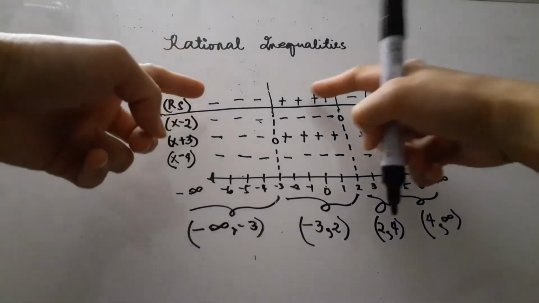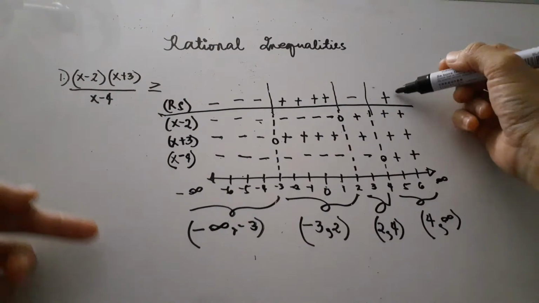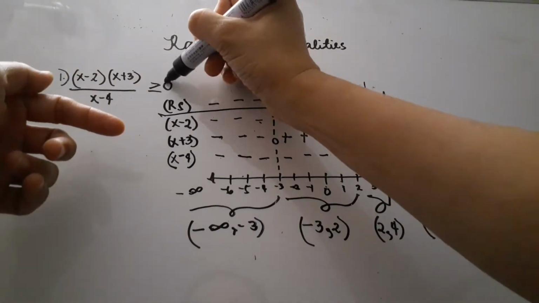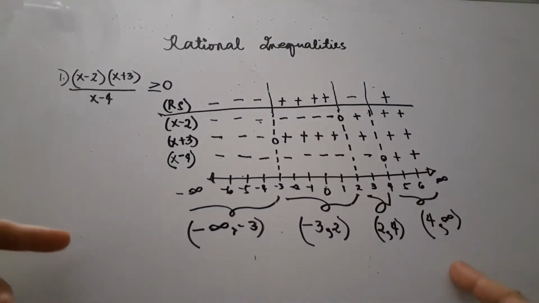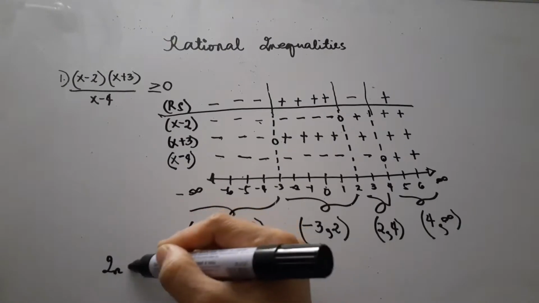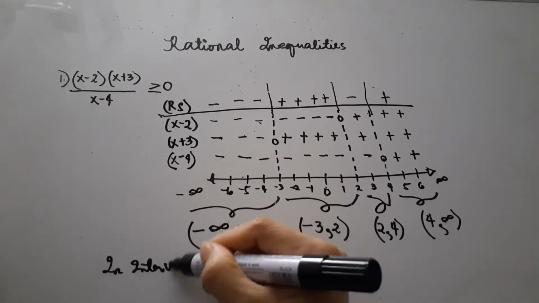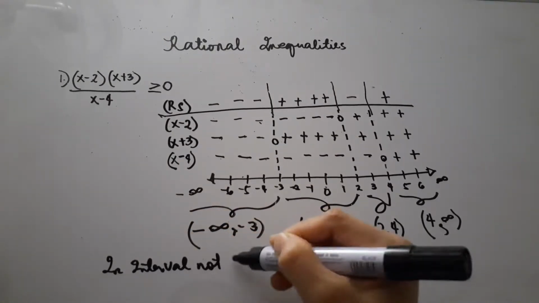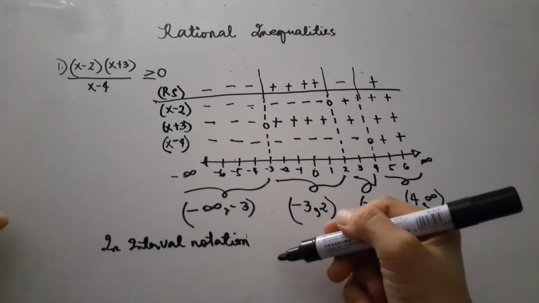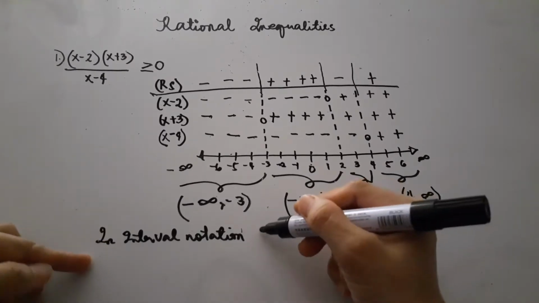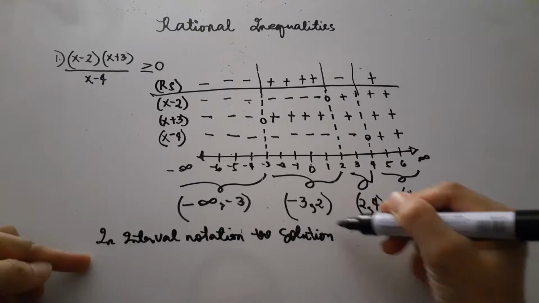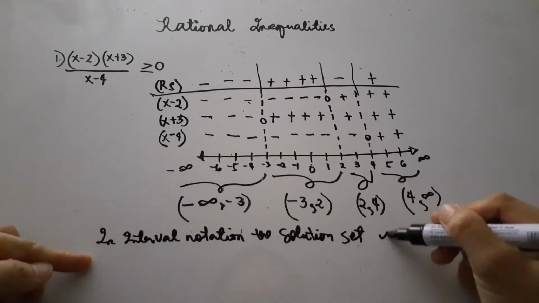But since in the inequality we have negative or equal to 0, it means that negative is not greater than 0, or it is not equal to 0. And positive is equal to or greater than 0.